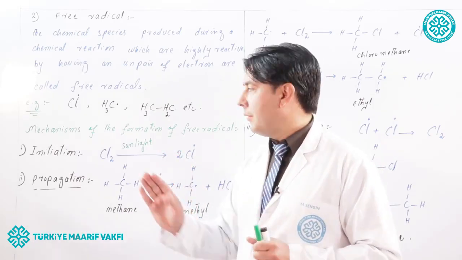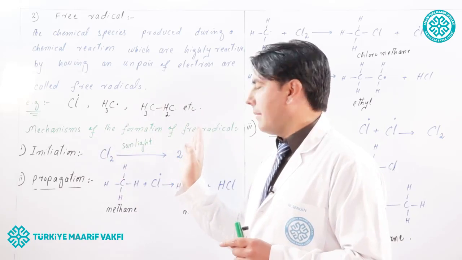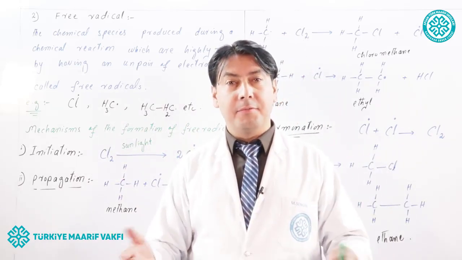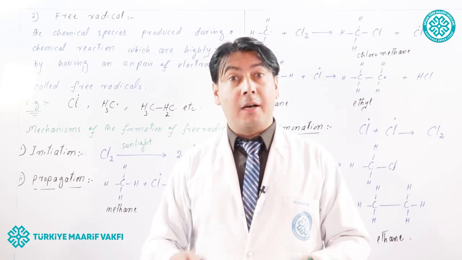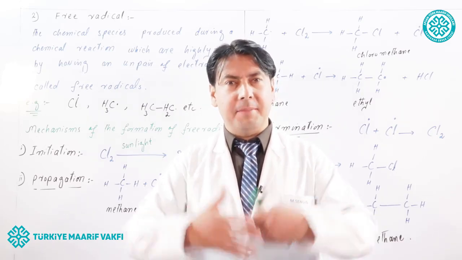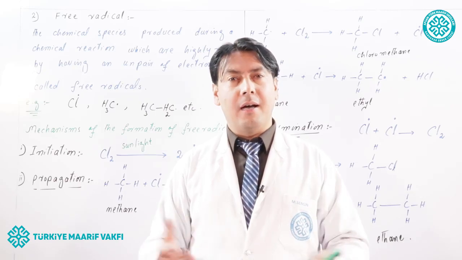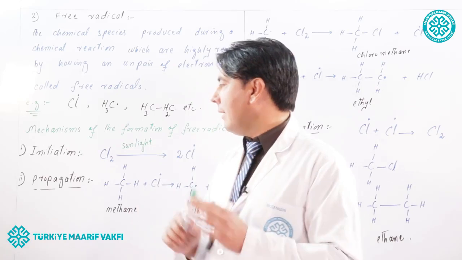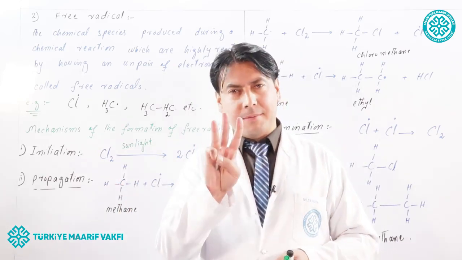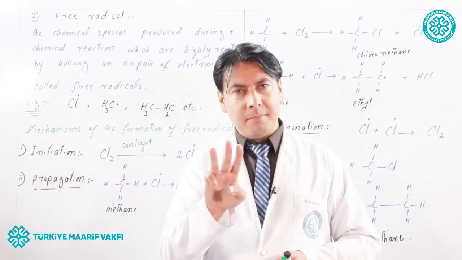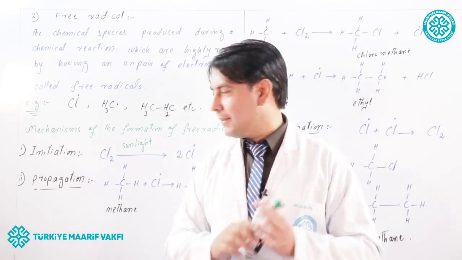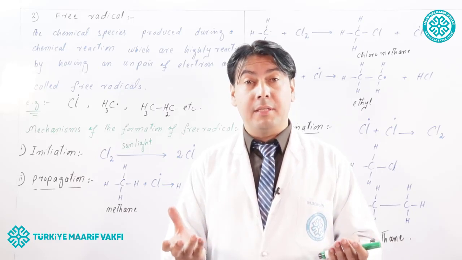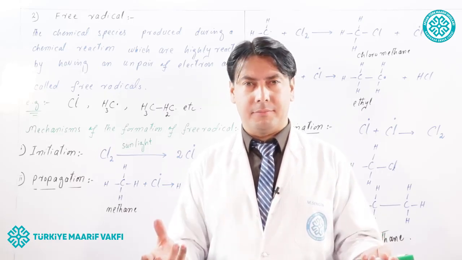Now, the mechanism of the formation of free radicals: how the free radical can be produced, how they can participate in a chemical reaction and how they can stabilize themselves. So, there are 3 steps in the mechanism of the free radical. First, initiation of the free radical, that is how the free radical can be formed.